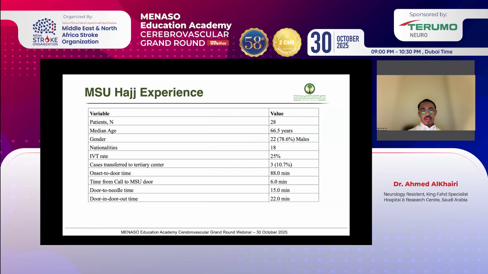And this is the data. So we received 28 calls, with a median age of 66.5, and 22, which equals 78%, were males. There were 18 different nationalities, and the IVT rate was around 25% of stroke cases. Only 3, which equals 10% of cases, were transferred to a tertiary center, and onset to door time was 88 minutes.